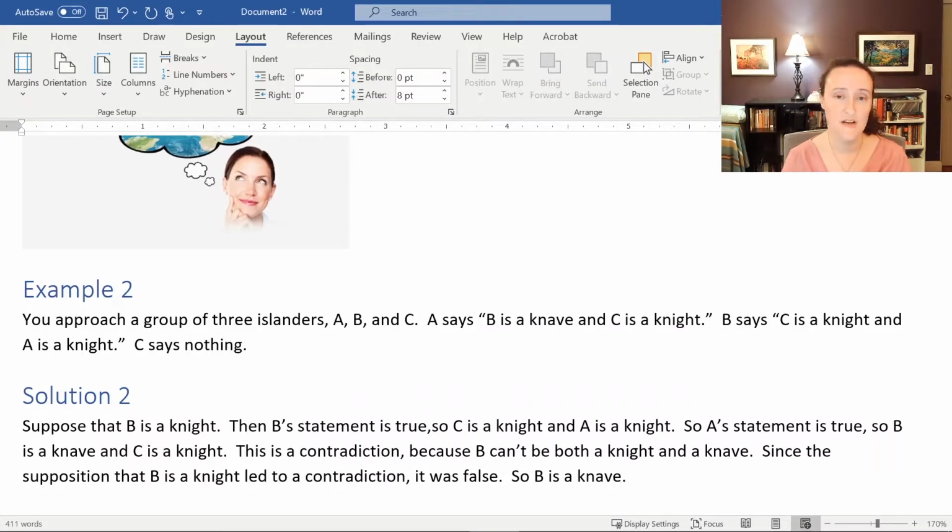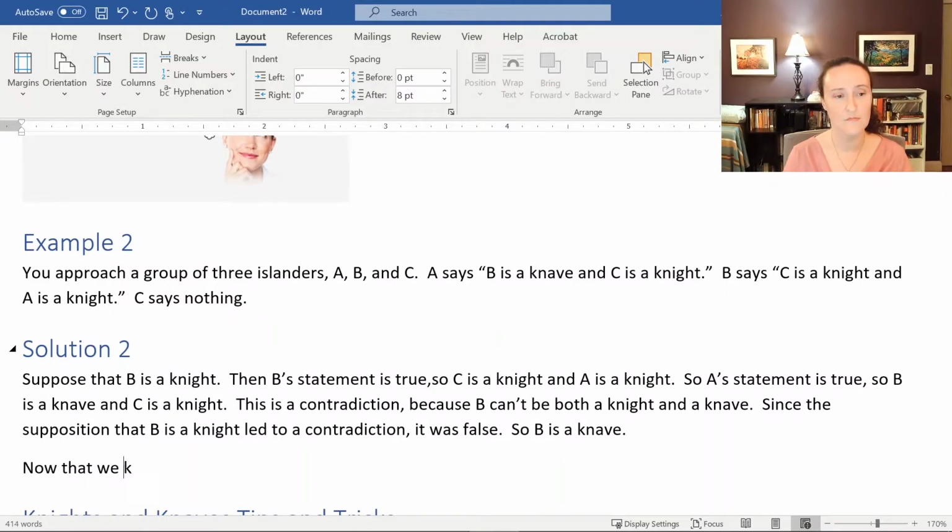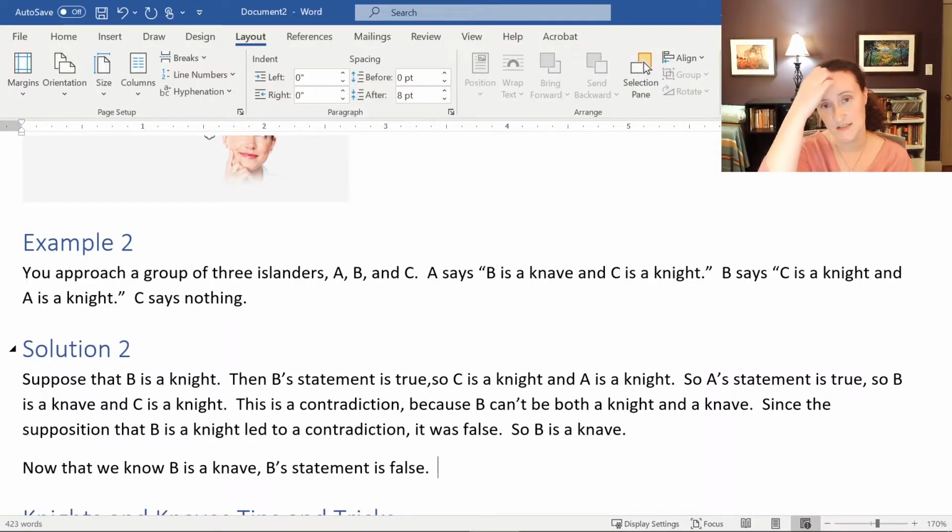Now that I know B is a knave, I actually know that B's statement is false, so let's see if that tells me anything useful. Let's form the negation of B's statement. That would be C is a knave or A is a knave. So you switch each person's identity and you switch the word and to or, the opposite. Now, does this get me anywhere? I know that B is a knave. I know that C is a knave or A is a knave, but it's just an or statement, so I don't know which part is supposed to be true. I can't conclude anything from that.